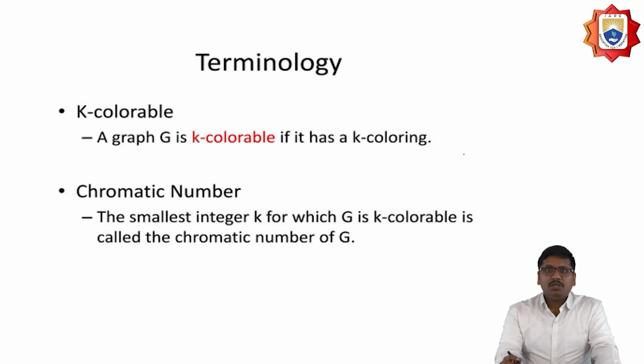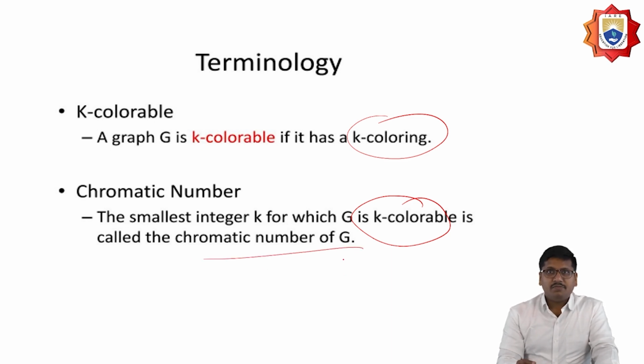Terminology: K colorable. A graph is said to be K colorable if it is going to have the K coloring, and chromatic number means the smallest integer k for which the graph is k colorable, also called the chromatic number of the graph. So k colorable means a graph is said to be k colorable if it is going to have the k coloring, and chromatic number means the smallest integer k for which the graph is k colorable. The smallest integer that is needed is nothing but the chromatic number.